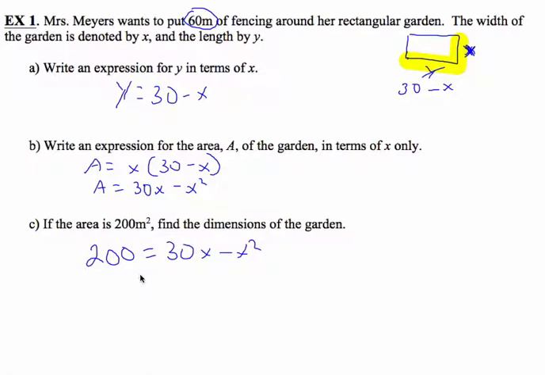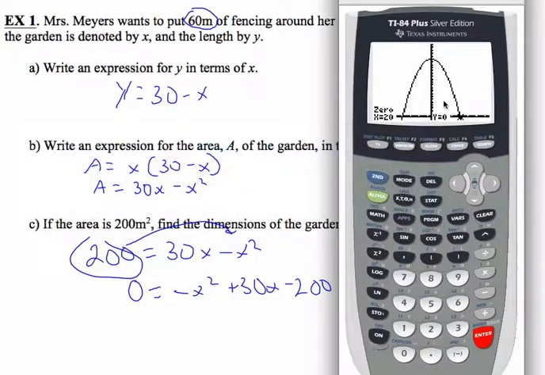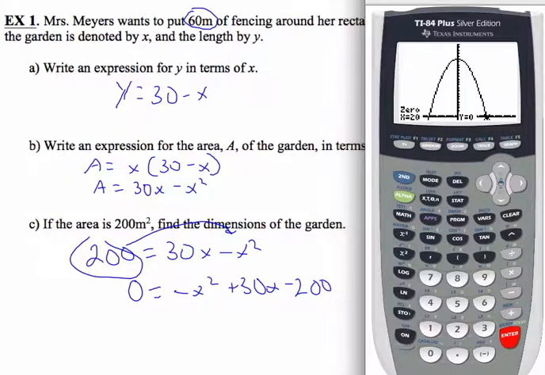And I'm going to rearrange so that 0 is on one side. So I'm going to take the 200, bring it over here. We're going to have negative x squared plus 30x minus 200 equals 0. Then to find the dimensions of the garden, I need to solve this equation and find x. So what I'm going to do is get my graphing calculator. I'm going to use PolySmlt to solve.